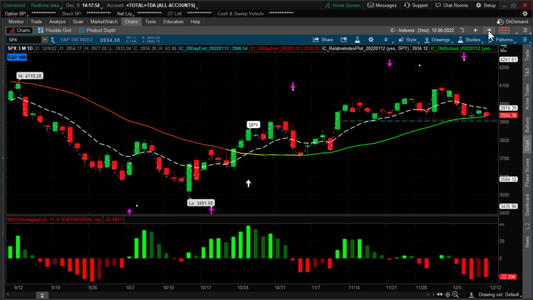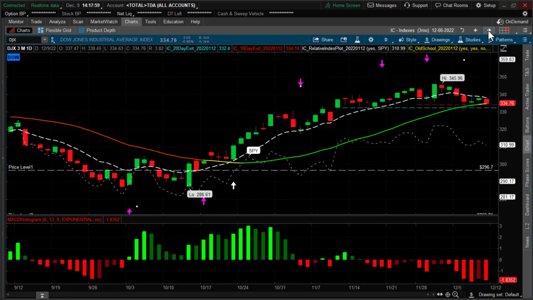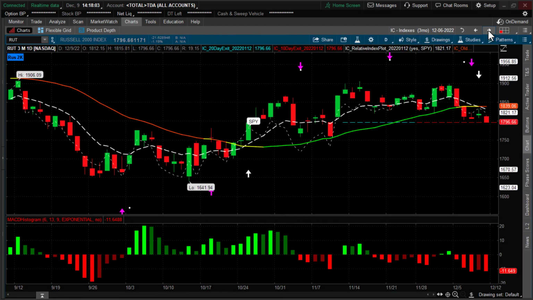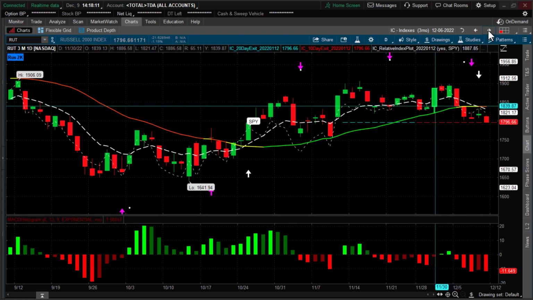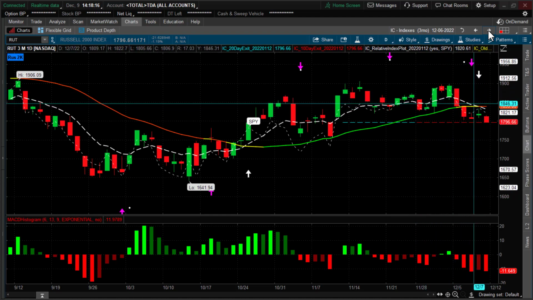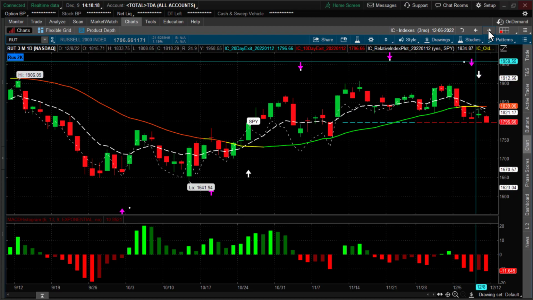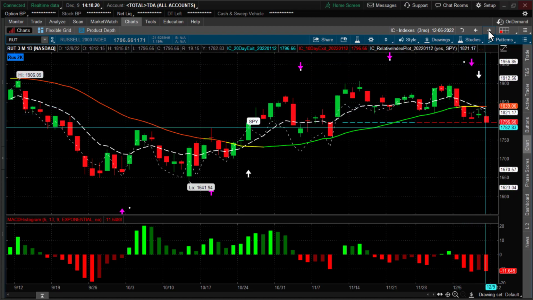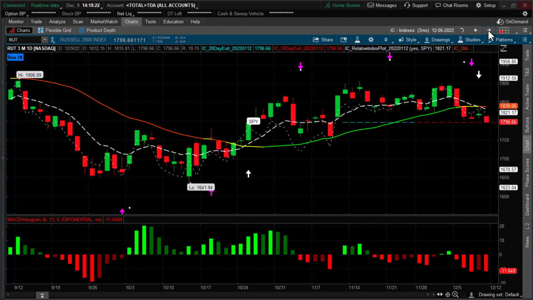And as we cruise to the S&P 500, we're basically in the same spot. And again, for the Dow, we're basically in the same spot. If we get to the Russell, it is below the 30-day simple moving average. And oh, by the way, the 10-day exponential moving average has crossed below the 30-day. Here's a white arrow telling you what just happened.